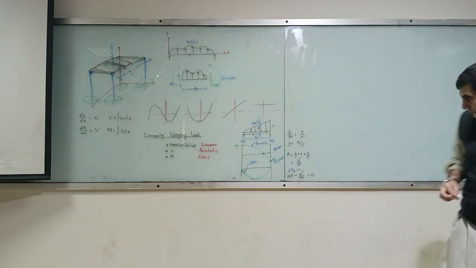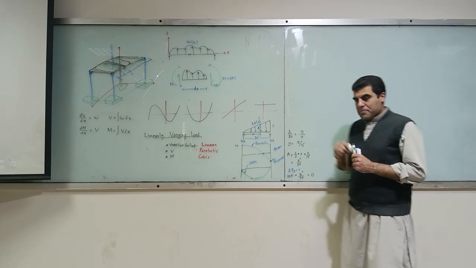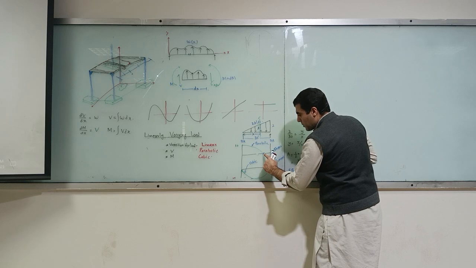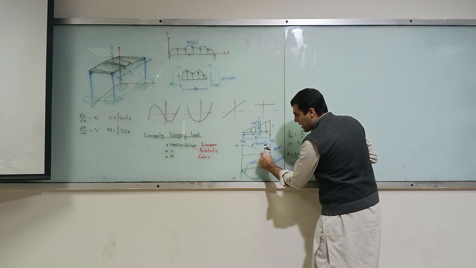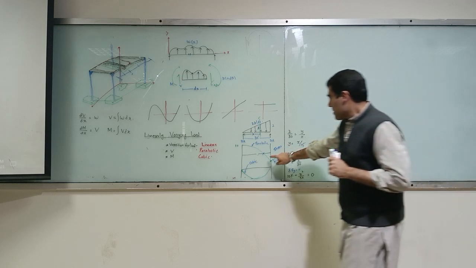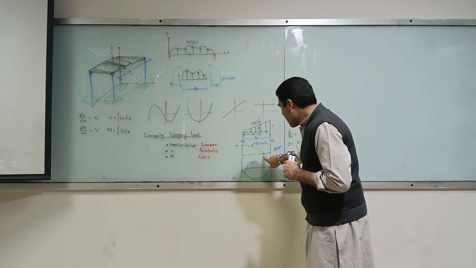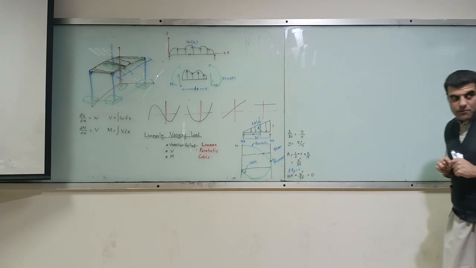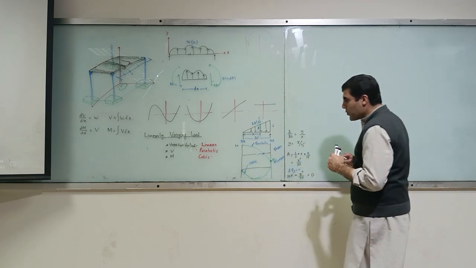Could you summarize it again? Yes, what I'm saying is, how can we find out the point where we have zero shear? Why do we need the zero shear point? Because at this point, we have maximum moment. Yes, we have got maximum moment. Now, how do we work it out?